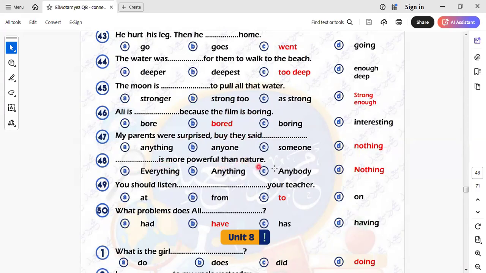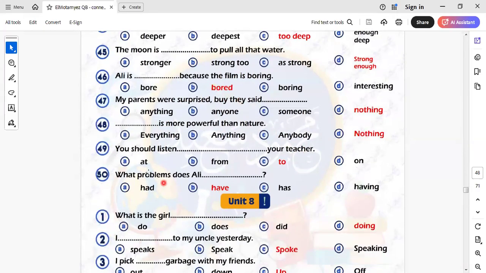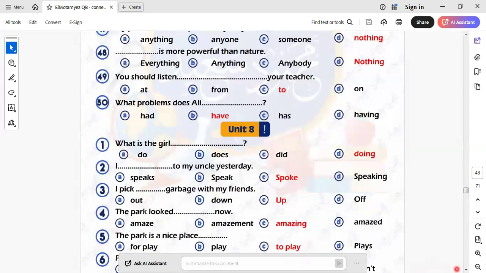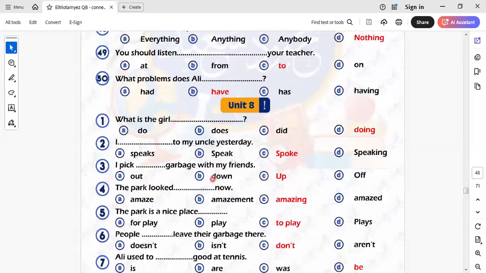Space is more powerful than nature. Nothing. You should listen to your teacher. What problems does Ali have? So here, as we told you before, we have does, and does means the verb comes in the infinitive form. In the simple tense and in the past tense, the verb must be returned to what? To the infinitive form.